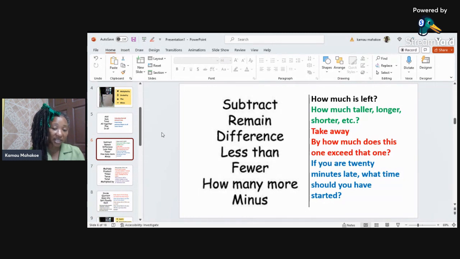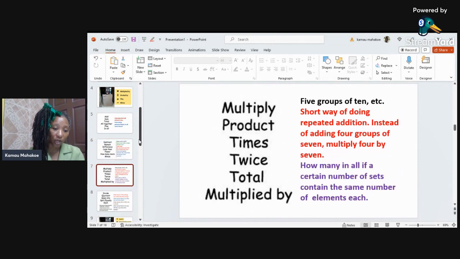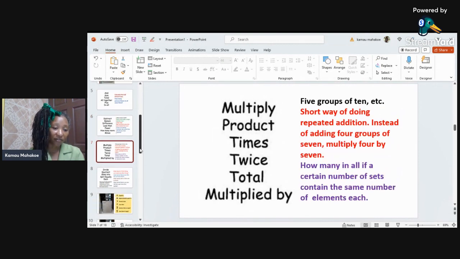Minus, so these are words that indicate subtraction. Reduction, you're reducing one thing by another thing. Minus, take away, find the difference. These are cues and clues that you're doing the operation of subtraction.